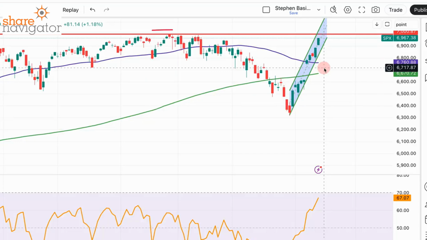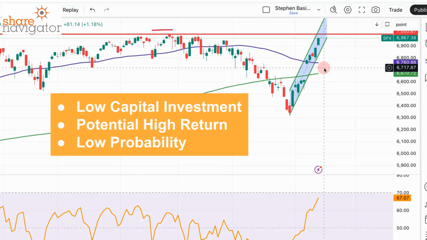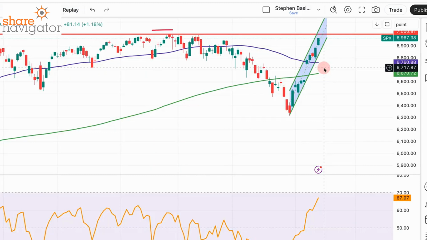So the good news about a bear put spread is that the amount of capital we put at risk is going to be quite low and our returns are going to be quite high. The downside is the probability is going to be low. In other words, you're not likely to win in this trade, but if you do win, you potentially could win big. So let me explain further.